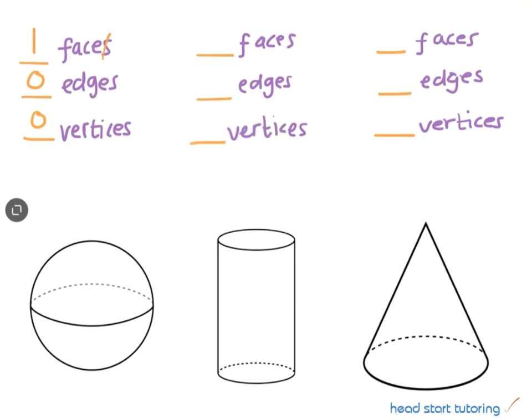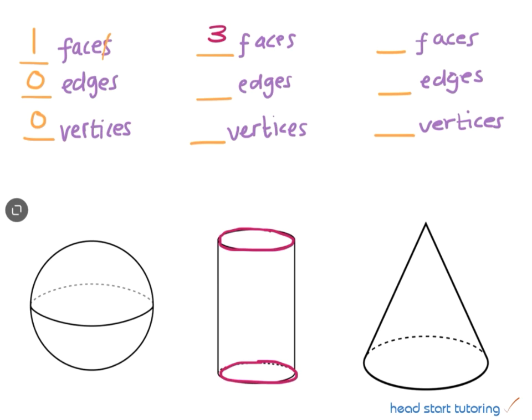Let's have a look at our cylinder. Our cylinder is a solid that has 3 faces. So we've got our circular bases over there. And then we have got one face that joins those 2 circular bases together, and that is the middle face there. So we have got 3 faces in our cylinder.